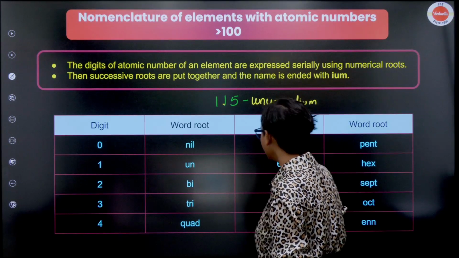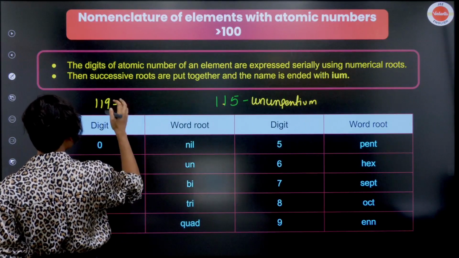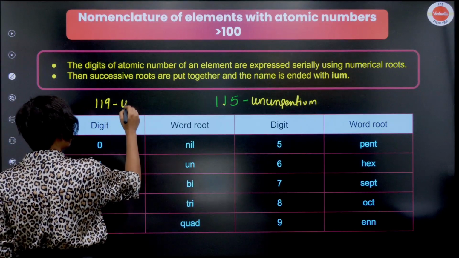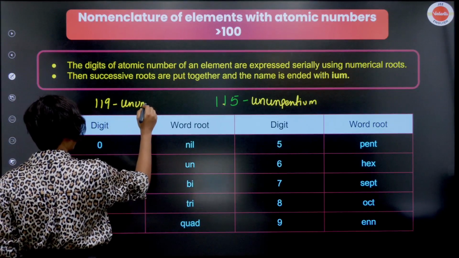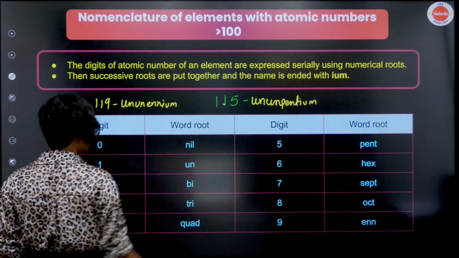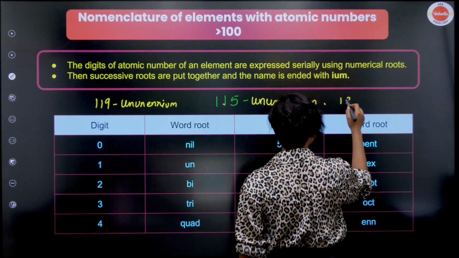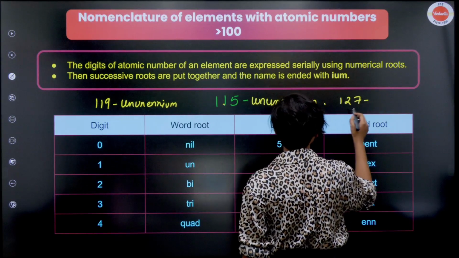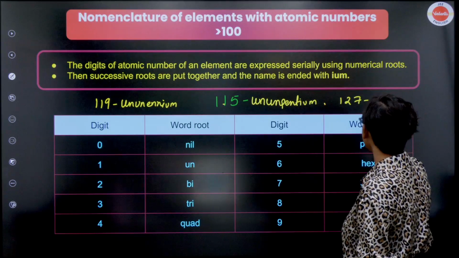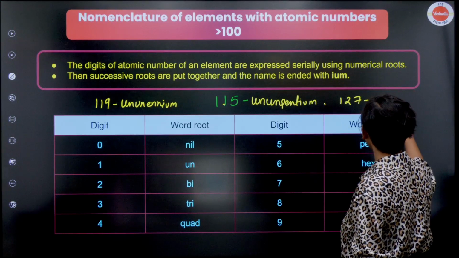Same like that, if I have, let's say, 119, let's say there is another element that we have discovered, how are we going to write it? We write it as ununennium. Now if another element has been discovered and the atomic number of the element is 127, how am I going to write it? I am going to write it as unbiseptium.